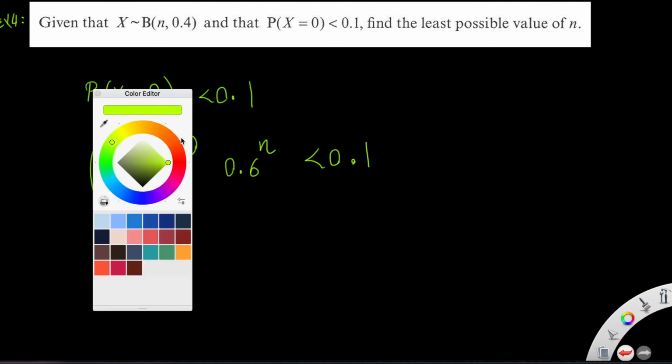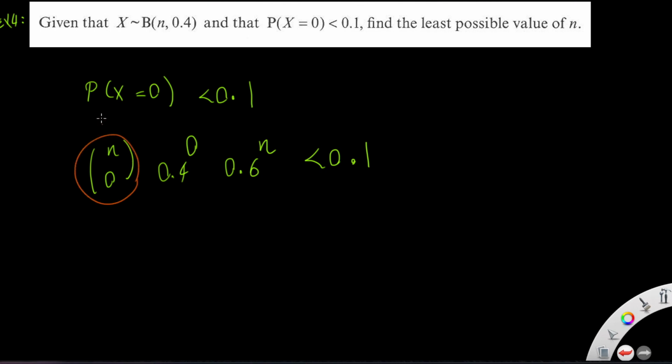We already know that combination of n and 0 is 1. Anything to the power of 0 will be 1. So overall 0.6 to the power of n is less than 0.1. For A2 level students, they use a logarithm to solve this inequality, but as AS students have not learned logarithms, you need to do trial and error.